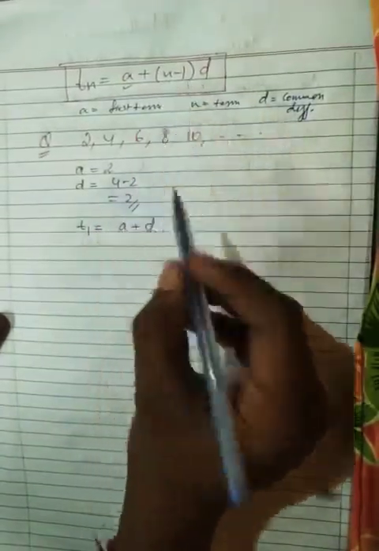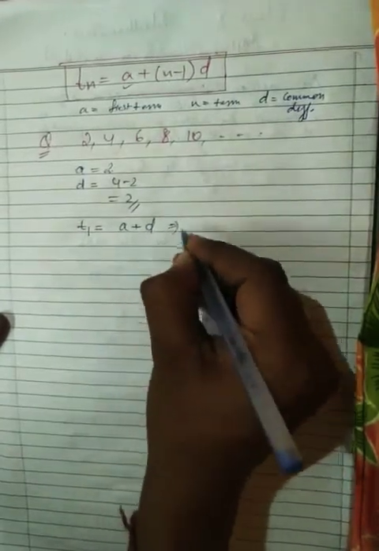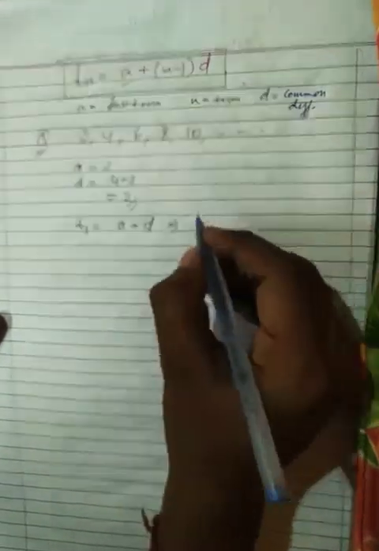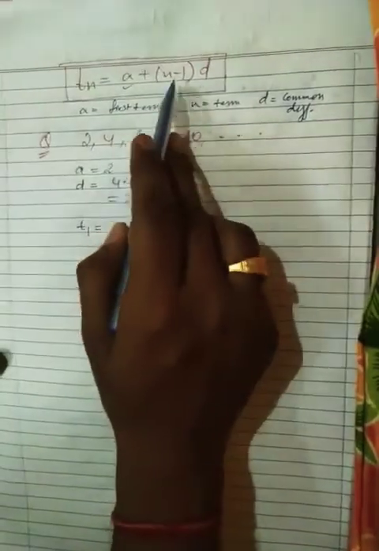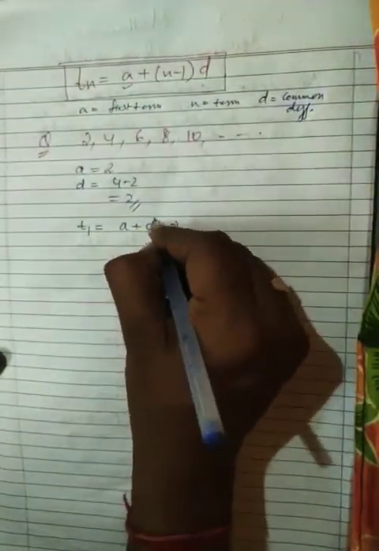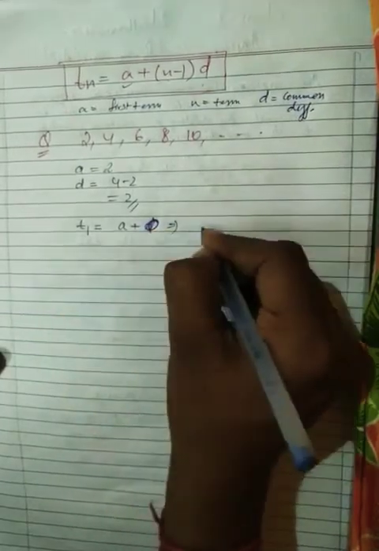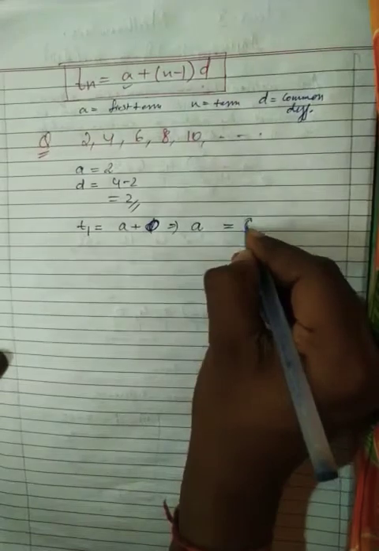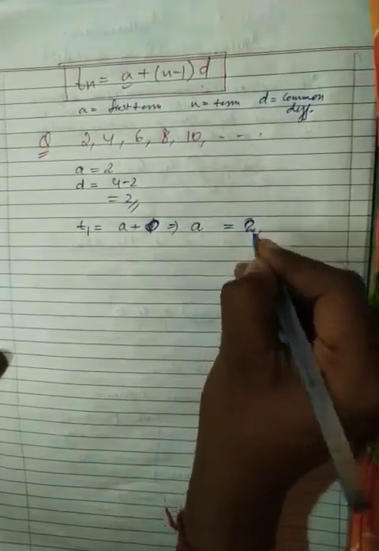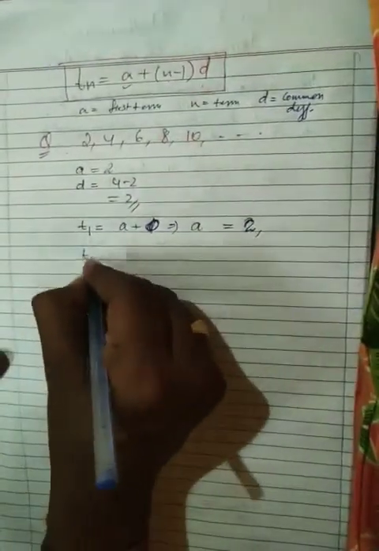n minus 1, 1 minus 1 is 0. A plus d, that is how much? First term in the AP series is A. Sorry, 1 minus 1 is 0, 0 into d is 0. Yes or no? Clear? So the first term in the AP series is A, that is how much? It is 2. Clear? The first term in this AP series is what? 2. If I take out T2 will be how much?